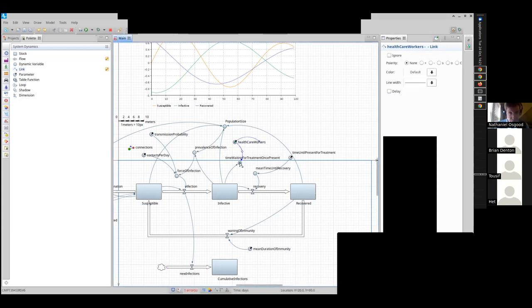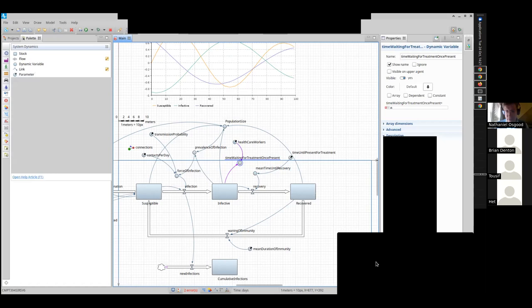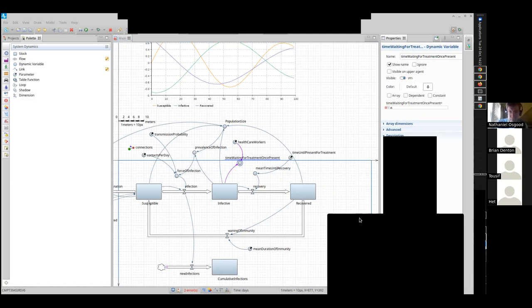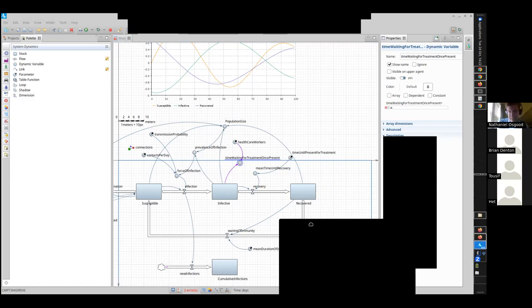Okay, so here we go. Time waiting for treatment once present will depend on the number of healthcare workers. And guess what else it might depend on? If we want to figure out how long people stay waiting, we have a certain number of infectives that have to wait to be treated, and a certain number of healthcare workers. What do we need to know? Okay, I see time for treatment, but let's sharpen that. Time to treat what? Okay, how quickly? I love it. Sophia nailed it. How quickly a healthcare worker can treat a single patient?